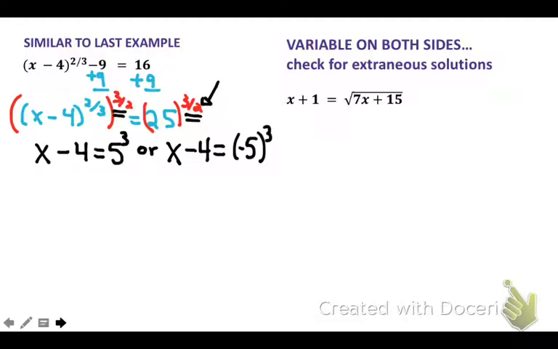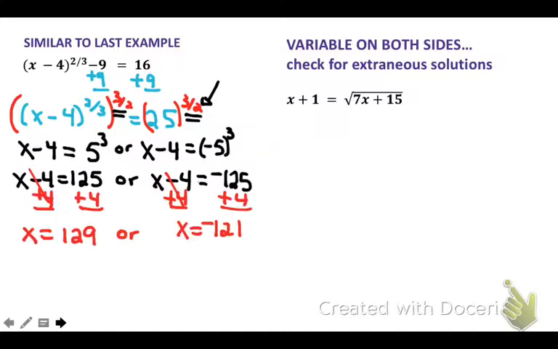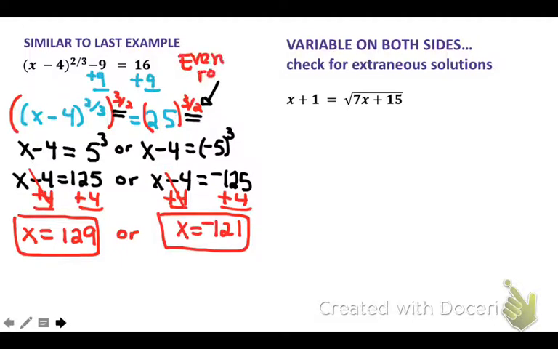And then we're going to continue solving from there. When I continued working it out, we ended up getting x equals 129 or x equals negative 121. You could put it back in to see if both of them make true statements. But the key thing here is to note that when we have an even root, we're going to be dealing with a plus or minus in our problem.